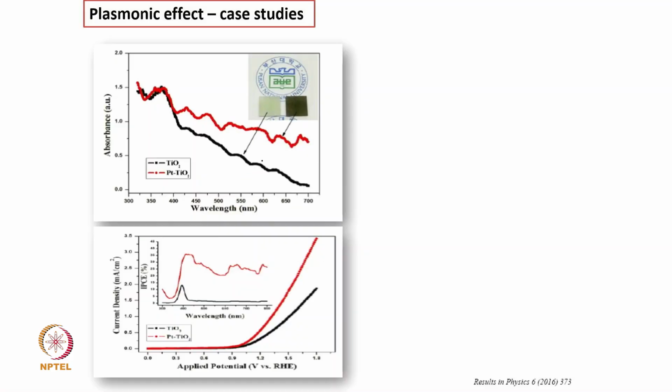This is another very interesting example of the plasmonic effect, where platinum is coated on TiO2. In the previous example we saw that carbon is doped in the TiO2.